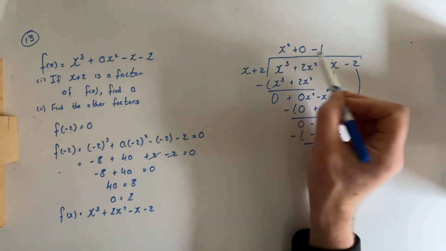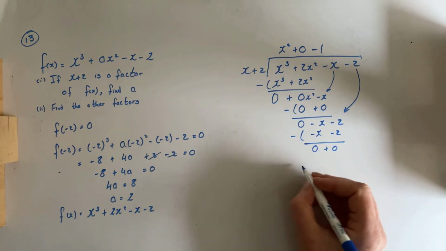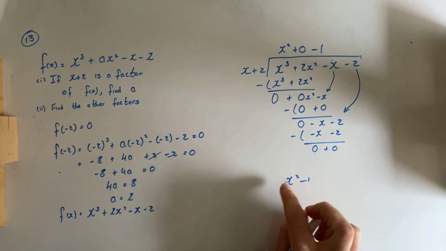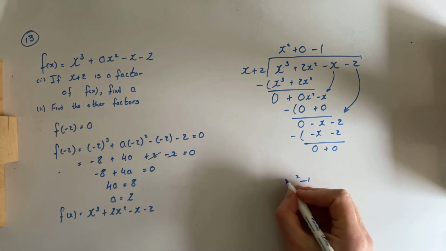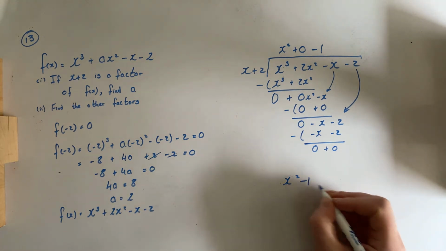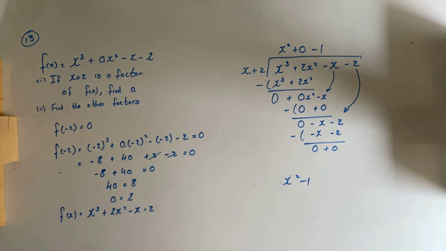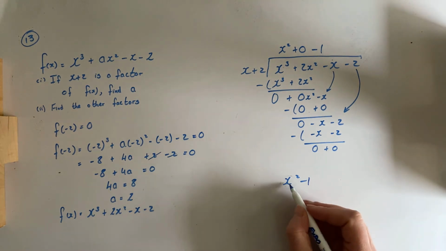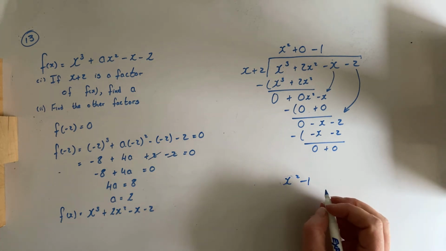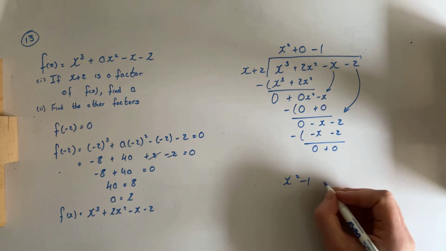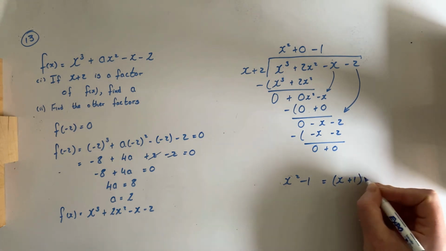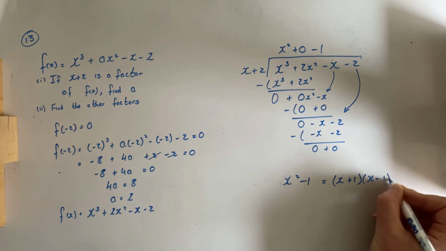What I'm left with up here is x squared minus 1. That is my quadratic that I am left with, that I now have to factor. You notice that I have here the difference of two squares, x squared minus 1. And so this factors as x plus 1 times x minus 1.